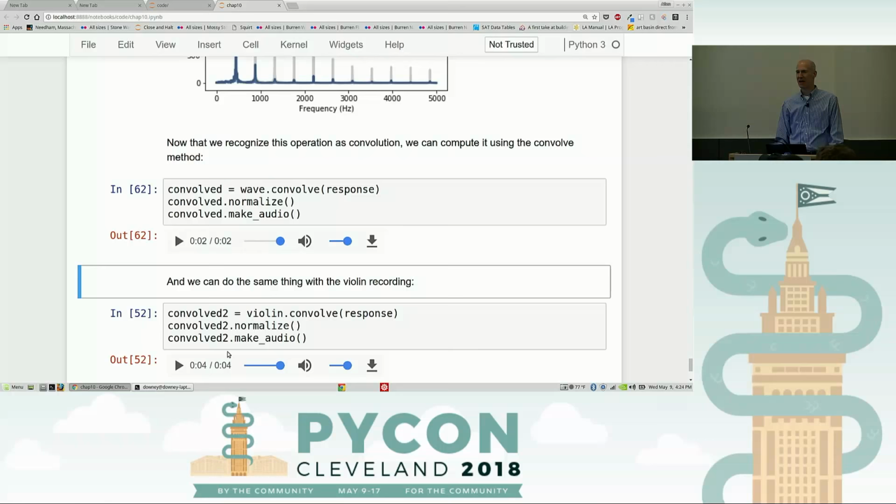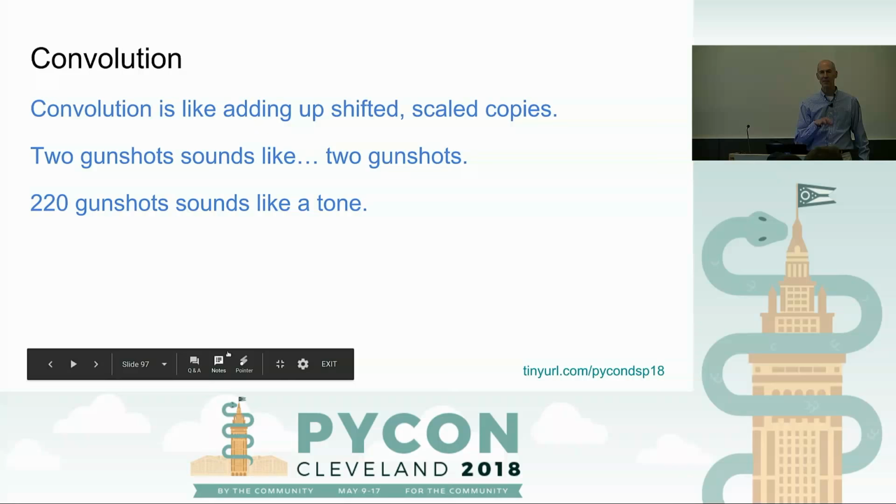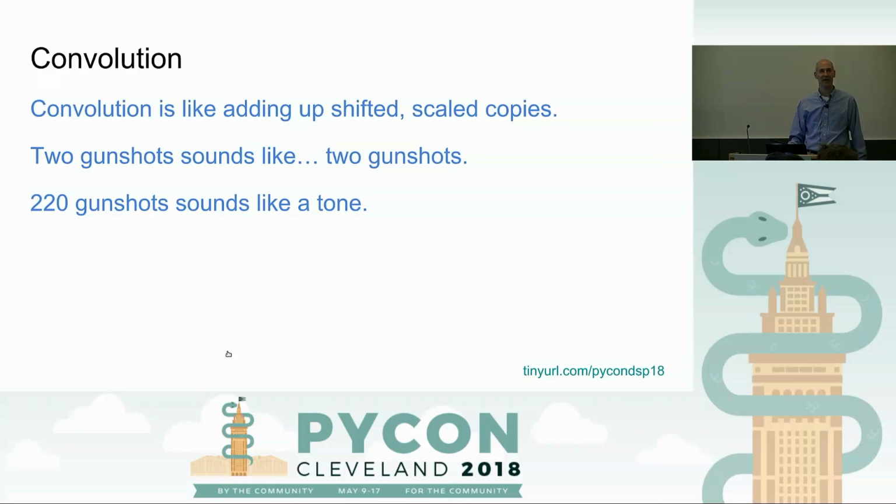Making sense? Questions? All right. So we just got two views of the same thing. One of them, in the time domain, convolution is like adding up shifted scaled copies of things. And then our ears doing some work to put that stuff together for us. So instead of sounding like many, many impulse responses, it sounds like the input played in the room where the gunshot was fired.